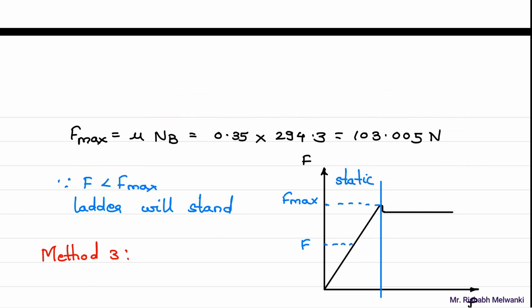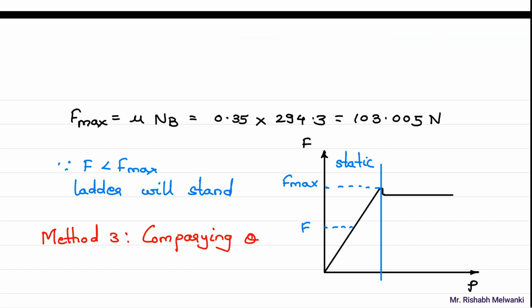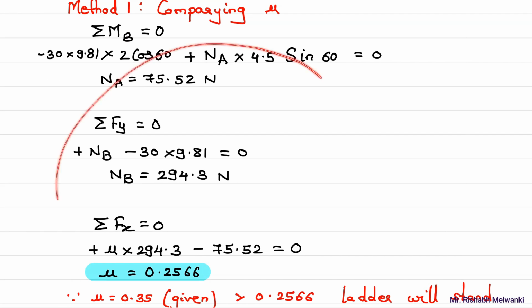Now the third method is the method by comparing theta. Same problem we are solving by three methods. Now, in whatever equations are written over here, the same equations I am going to use. Now instead of finding mu, substitute the mu value wherever it is required. Here mu value is required, right? So I'll take this value as 0.35. But what I am going to do is find this angle theta.